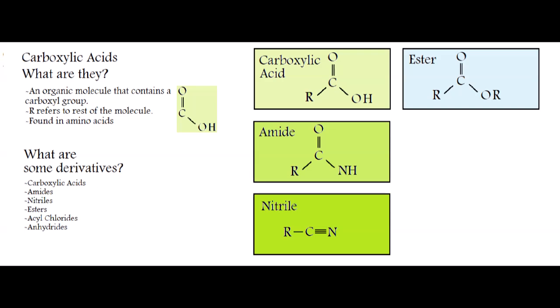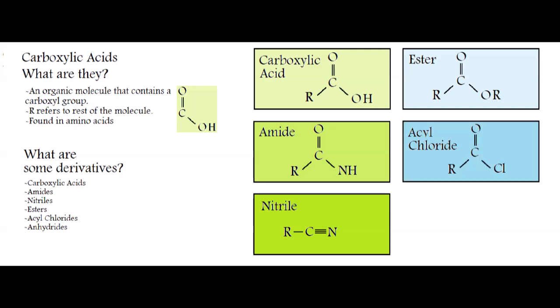One easy way to remember the ester groups is that they have two R's, and one of the R's replaces the H on the OH that was in carboxylic acid. And as a matter of fact, that's the only difference between a carboxylic acid and an ester, is that the H gets replaced with an R group.